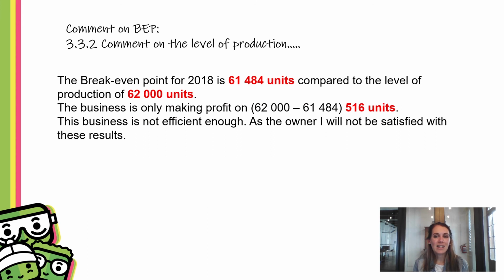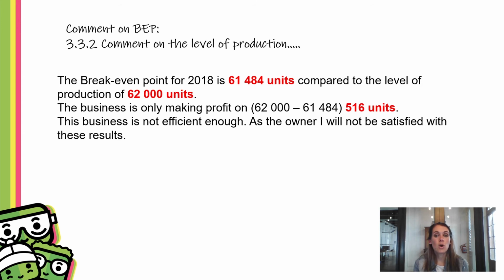And I've highlighted the three important things in red. The break even point of 2018 is 61,000 units. You have to comment that, quote the amount, and comparing it to the level of production of 62,000 Rand. I'm commenting that as well. The business is only making a profit on 516 units. So I worked out the difference.